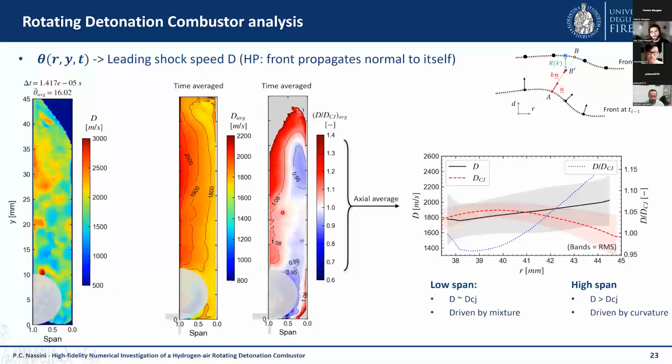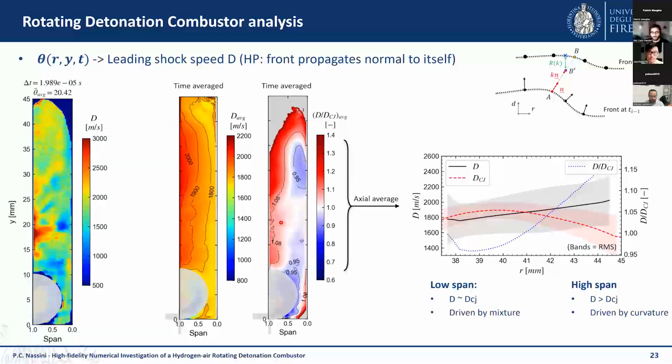But what is very interesting is that if we take the ratio between the local detonation speed and the CJ speed that we calculated in the frontal plane, and then take the average, we can see that this speed is aligned to the CJ speed in the inner part of the combustion chamber, which is slightly underdriven. It's about 5% underdriven, while we have a considerable overdriven level in the outer wall.